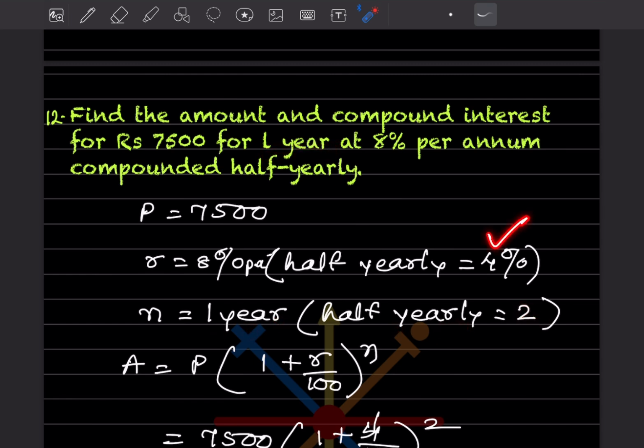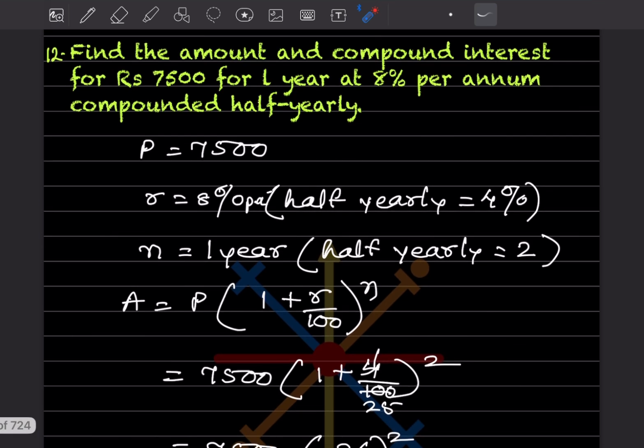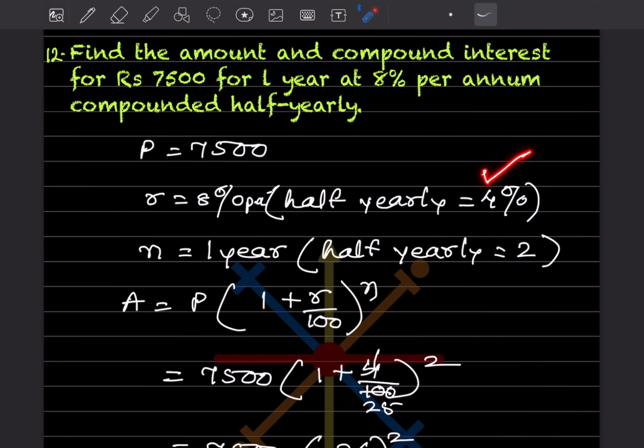So these two things are very important. Everything else is the same. Just be careful with these two things; you have to do it for half yearly. So the formula is going to be the same: 7,500 times 1 plus, and you're not going to write 8 here, but because it is half yearly, you're going to write 4, divided by 100. Again here, you're not going to write 1, but you are going to write 2. So this is the important step again.